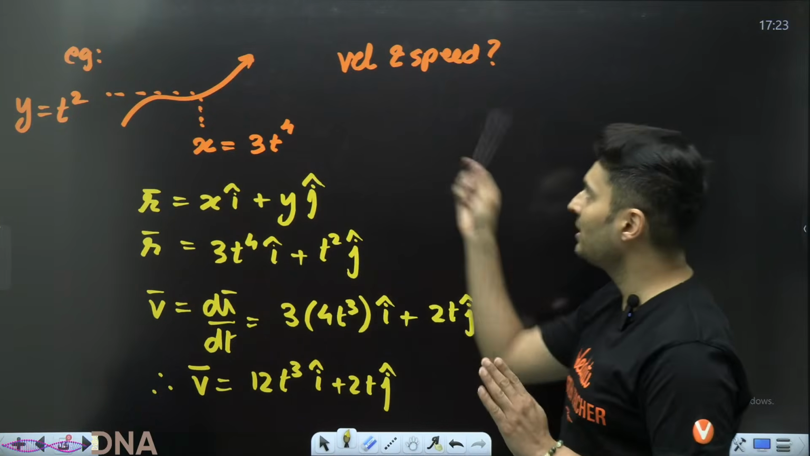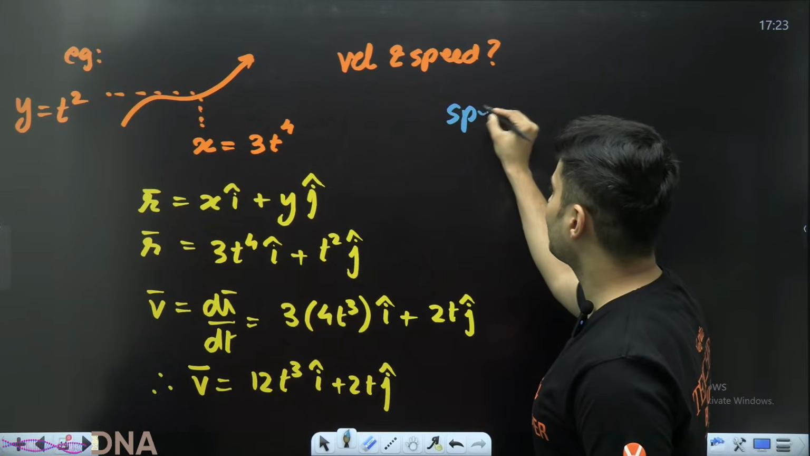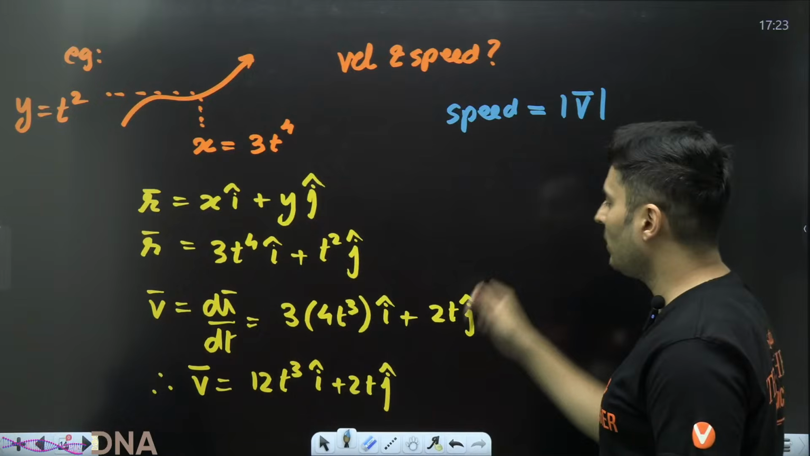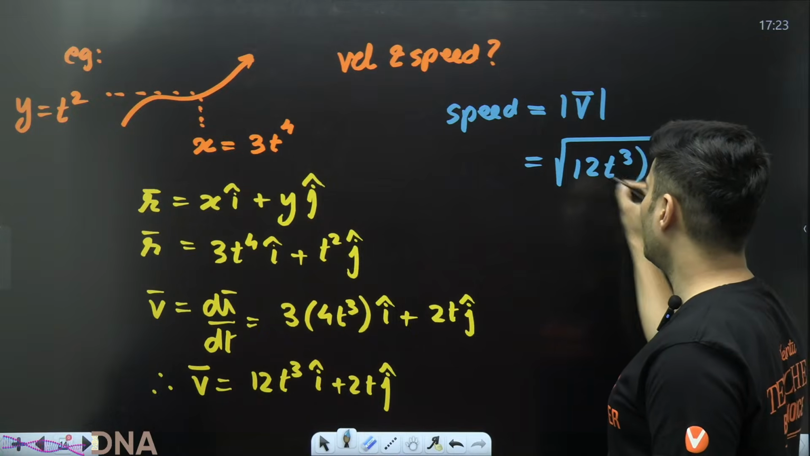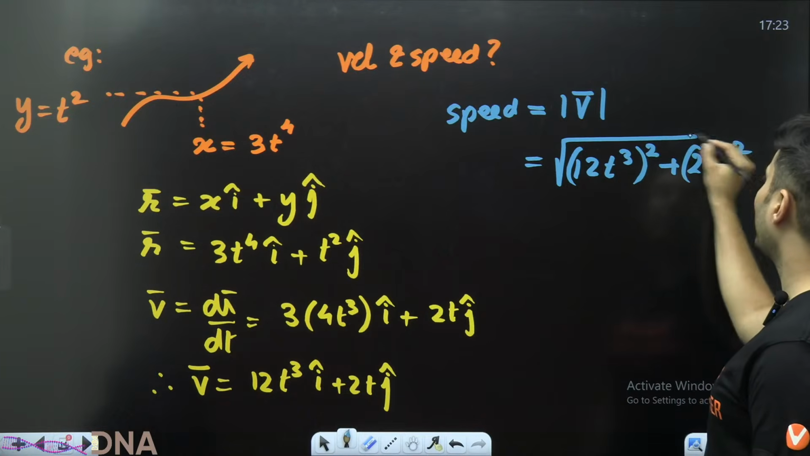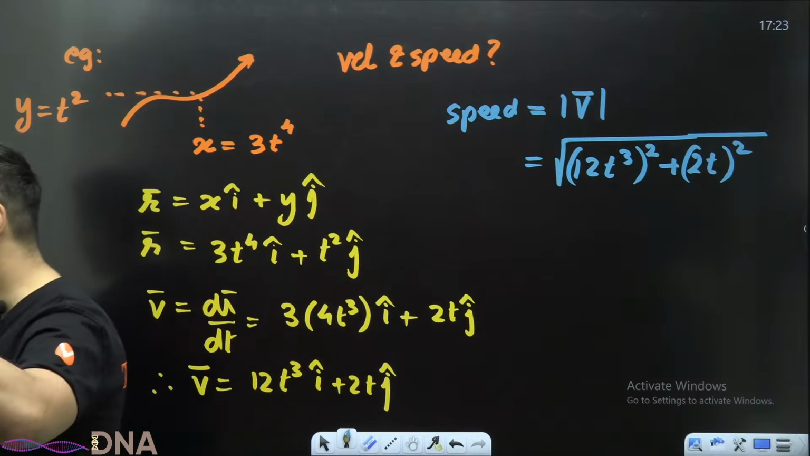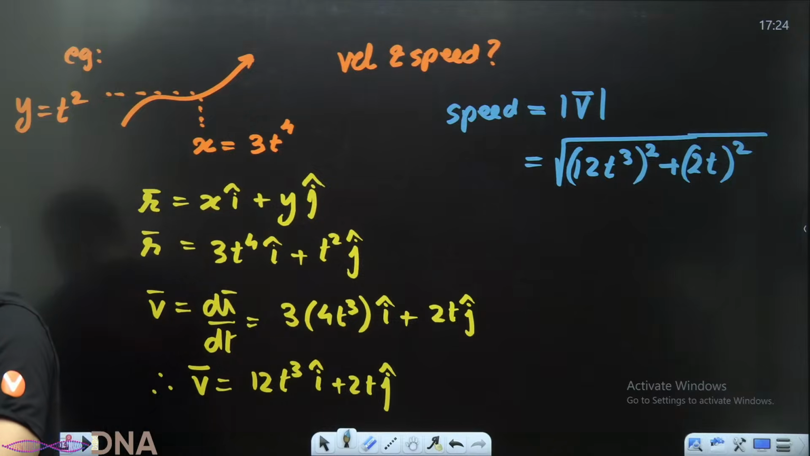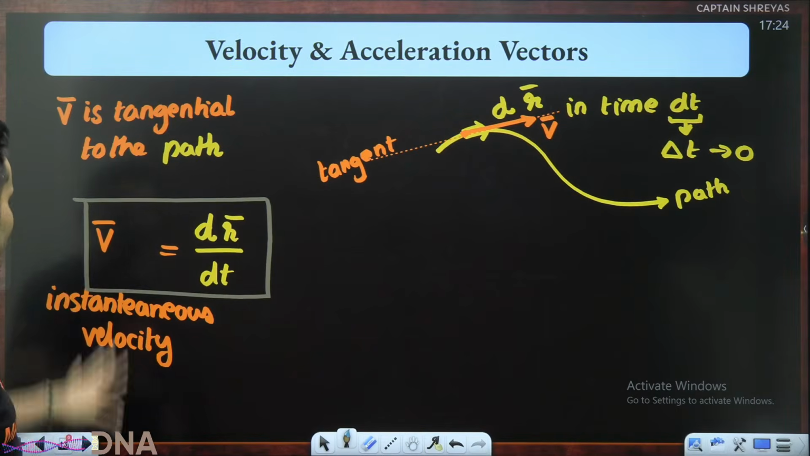But there is one more question in this problem, and that is the speed. No issues. We can find the speed. Speed is nothing but the magnitude of velocity. So hence, you just take the magnitude of this. So it will be 12t cube whole square plus 2t whole square under the root. So this is the speed, as simple as that. If you substitute the value of time at any instant, you will get the speed. Is that okay? So speed is nothing but the magnitude of the velocity. So this is how you use these equations.